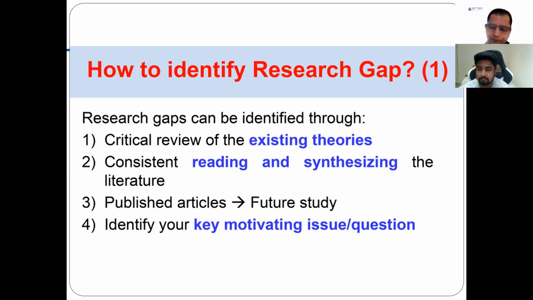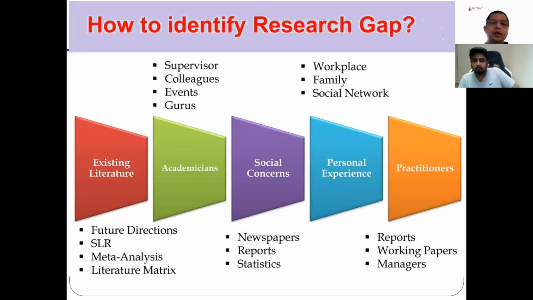Now, in order to read, you need to identify how to read and from where to get all these journals. You can get the journals from the existing literature. You can also get them from the academicians. You can get them from social concern, personal experience, and practitioners. At the beginning, what you shared with me, I understand this can be your personal experience or the social concern, the problem you shared from your company. Do you understand? So yeah. Your personal experience and social concern.